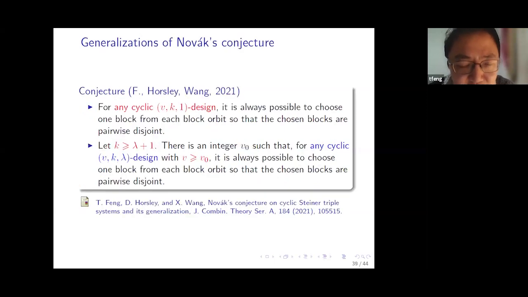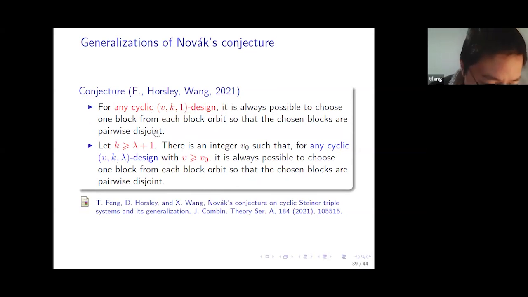Anyway, because we have an unexpected result, we can make a general conjecture that Novak made in 1974. We can ask whether this conjecture holds: for any cyclic VK1 design, whether it is always possible to choose one block from each block orbit so that the chosen blocks are pairwise disjoint.